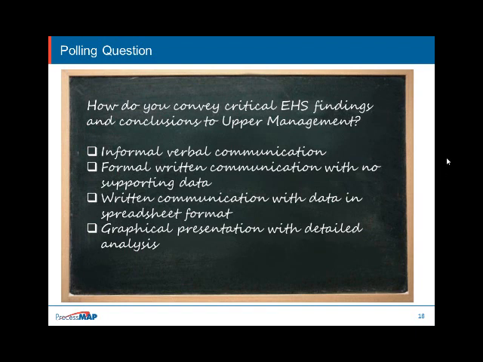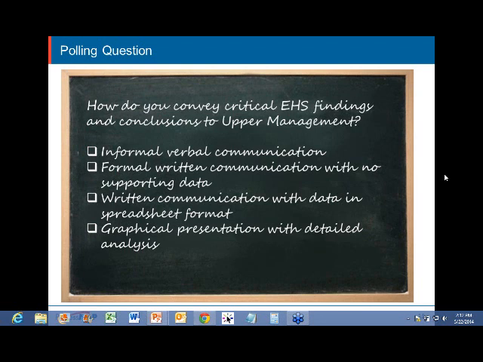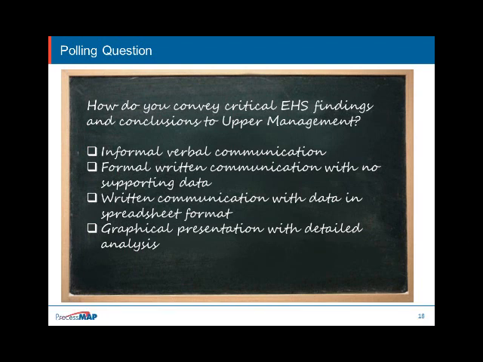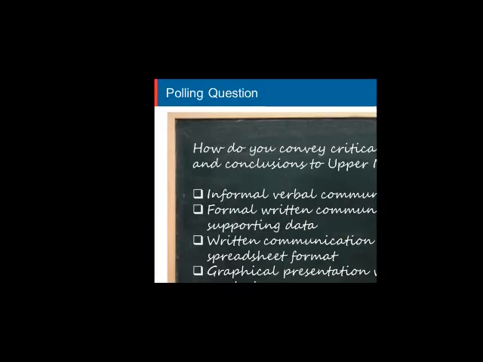We're going to ask another polling question. We'd like to know, how do you convey critical EHS findings and conclusions to upper management? Do you do informal verbal communications as somebody's walking by, telling them what you're finding? Do you do formal written communications with no supporting data? Do you do written communication with data in spreadsheet format? Or do you do graphical presentations with detailed analysis? So we'd like to know what your practices are now, so we're going to open up the polling question. Just tell us on a day-to-day basis how you communicate with upper management.